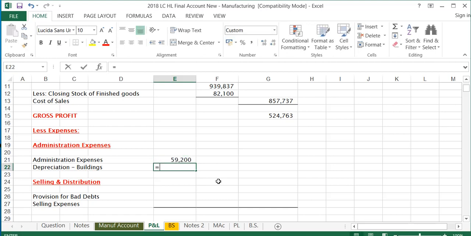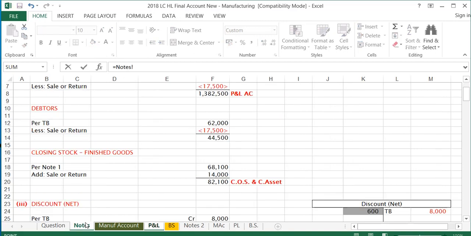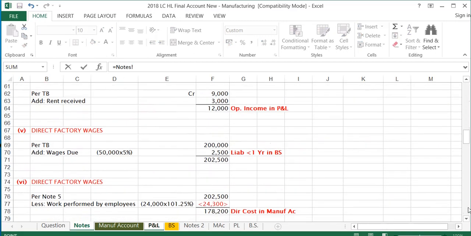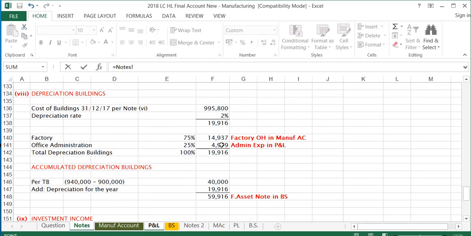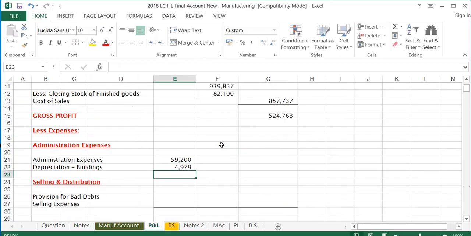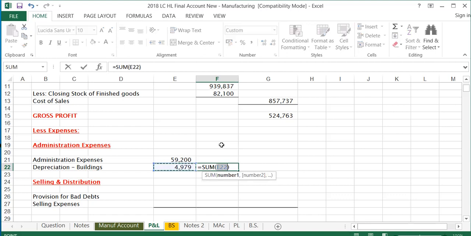And my depreciation of buildings. Remember, we split it 75-25, so the 25% goes into admin expenses of 4,979. So that will leave me with total admin expenses of 64,179.